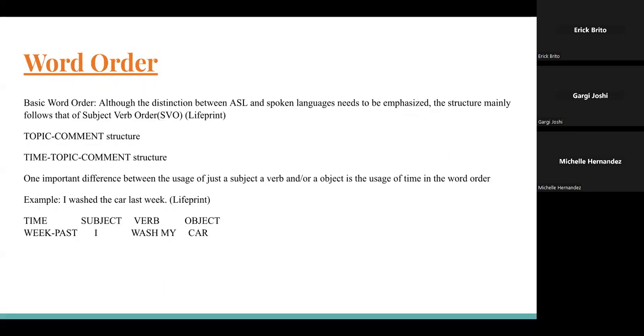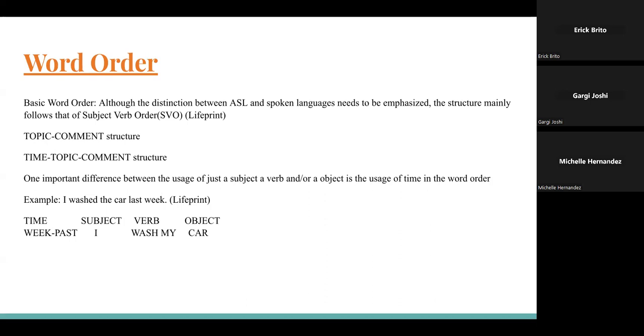Okay, so the word order for ASL. Although there's always this distinction between ASL and spoken languages, the basic word order does follow a similar structure, subject, verb, object, SVO. Although it's important to note that just like many other languages, SVO isn't the only word order it has. Because of topicalization, ASL uses OSV, object, subject, verb, far more commonly than English-speaking people do.